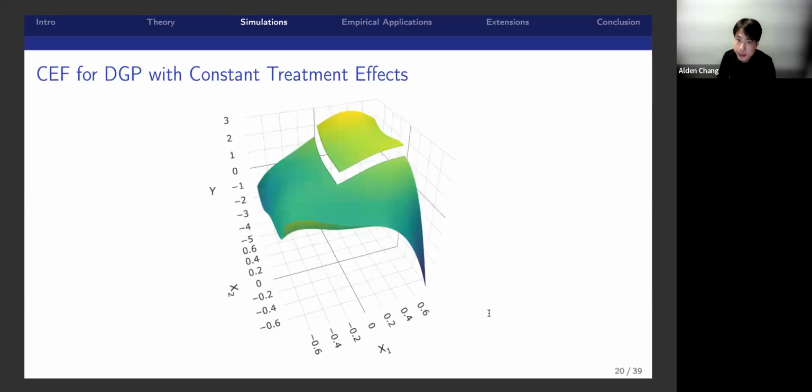So here is a plot of the DGP, the data generating process, for the constant treatment effects case, and we can see that the vertical gap between the two surfaces is pretty much constant.